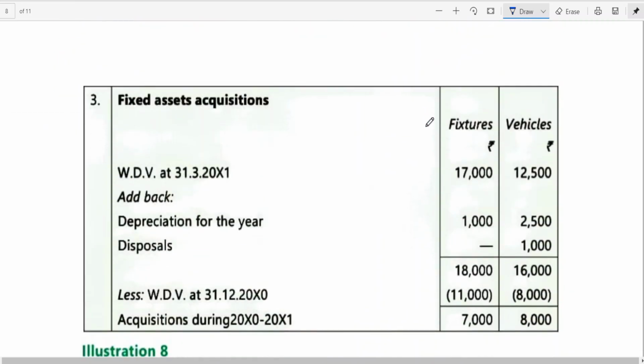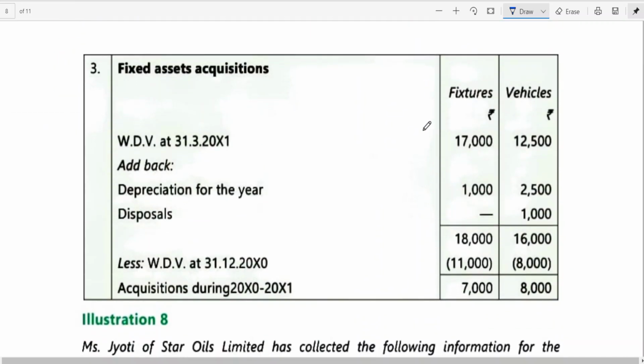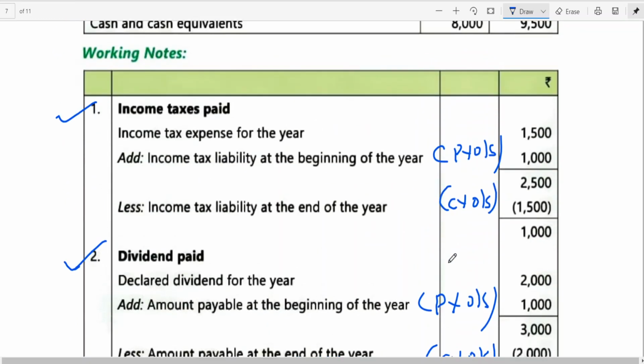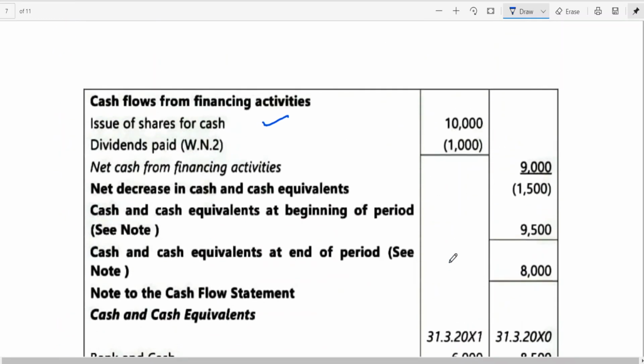I think for fixtures they have done it differently. Working notes, fixed assets acquisition. If you are comfortable, you can do it. Otherwise, I have already opened the account. I think use the ledger account, whichever is comfortable to you. Otherwise, if you are able to understand, you can follow this method. Right, my dear friends? I think these two problems, if you look into it, now we can come back here.